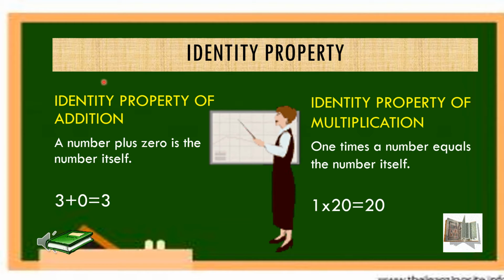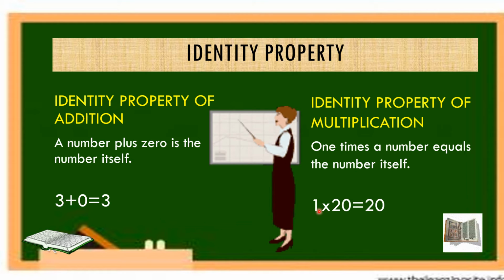We have identity property. What is the identity element of addition? The identity element for addition is 0. What is the identity element in multiplication? The identity element in multiplication is 1.